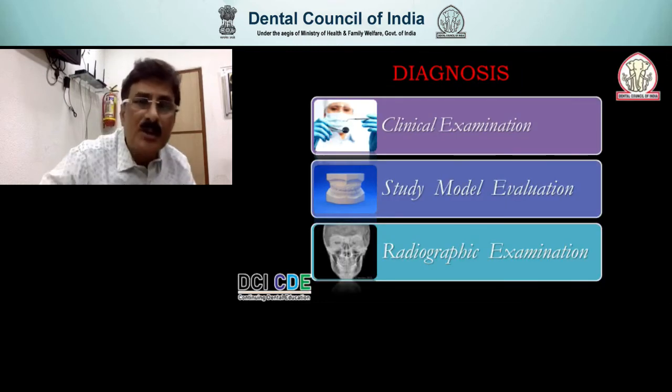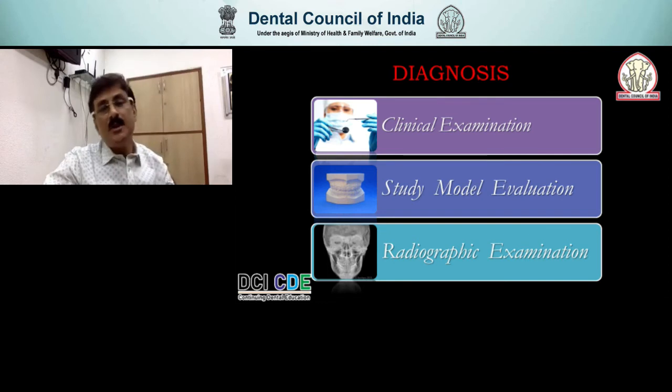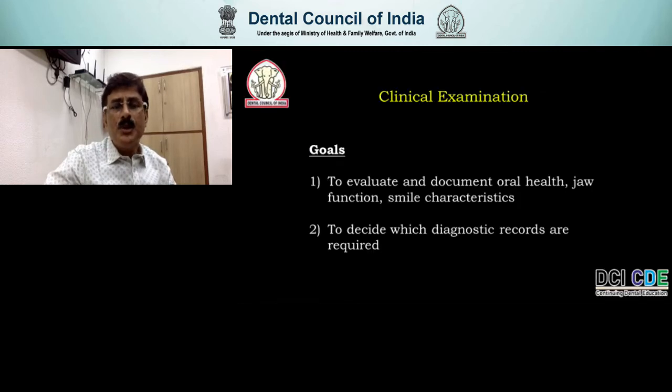So it begins with clinical examination, which is, I believe, most important since we have moved from the Angle's paradigm to the soft tissue paradigm. The best way to examine soft tissues is clinical rather than all other aids put together. And then study models and radiographic examination, to evaluate and document oral health, function and smile characteristics. And after clinical examination, you decide on the diagnostic records which are required.